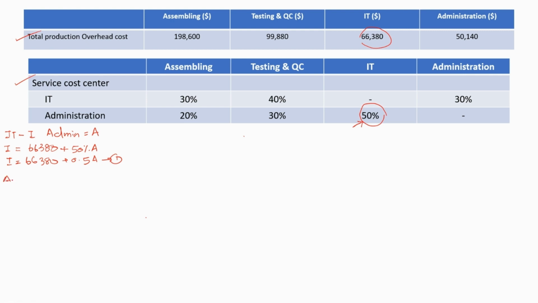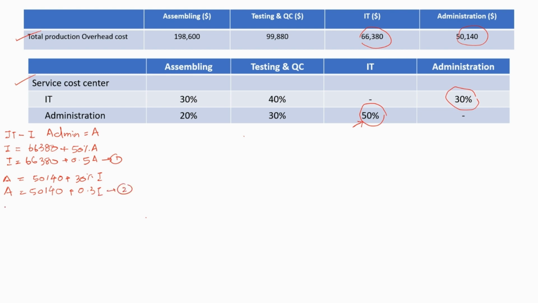So the total production overhead cost after the reapportionment of the service cost center's overheads is equal to the allocated amount, which is 50,140 plus, this is the allocated amount for the administration. From this table, we can see IT provides 30% of their services to administration. So 30% from the IT service cost center. Now let's simplify this equation. This is the second equation.